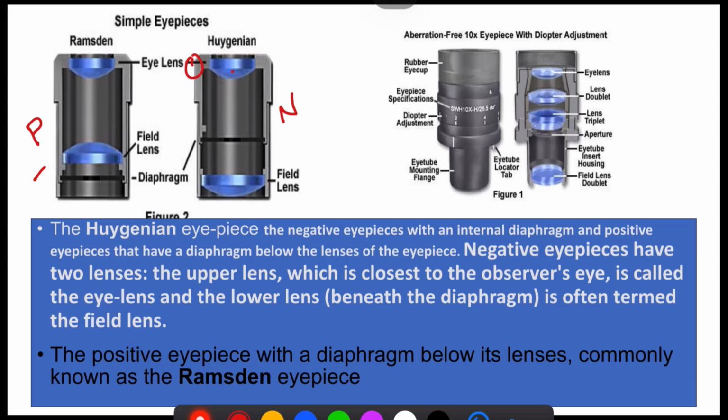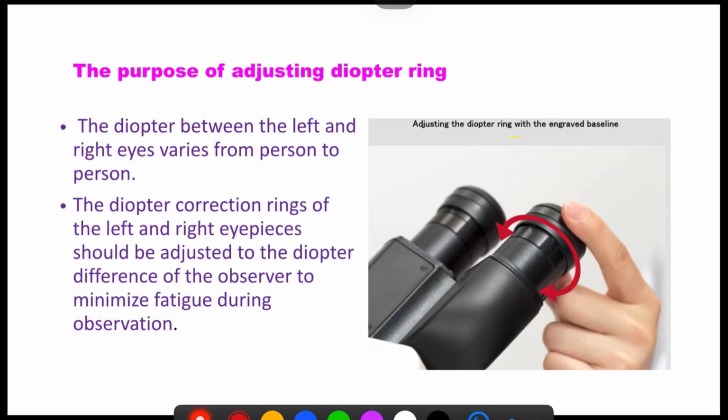But in our compound microscope for pathology, we are using wide field, where the number of lenses is more than in both of these eyepieces. Here you can see an aberration-free 10x eyepiece with diopter adjustment, where you can see multiple lenses: first the eye lens, then a lens doublet, triplet, one aperture, and field lens doublets. So this is about the eyepiece.